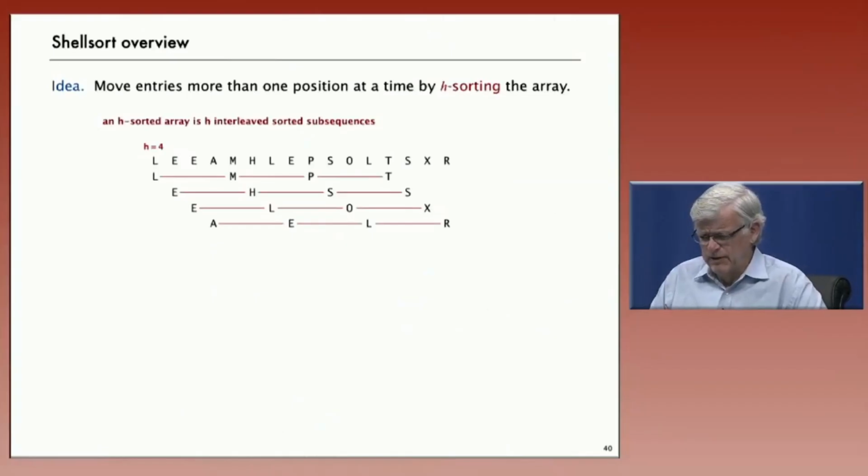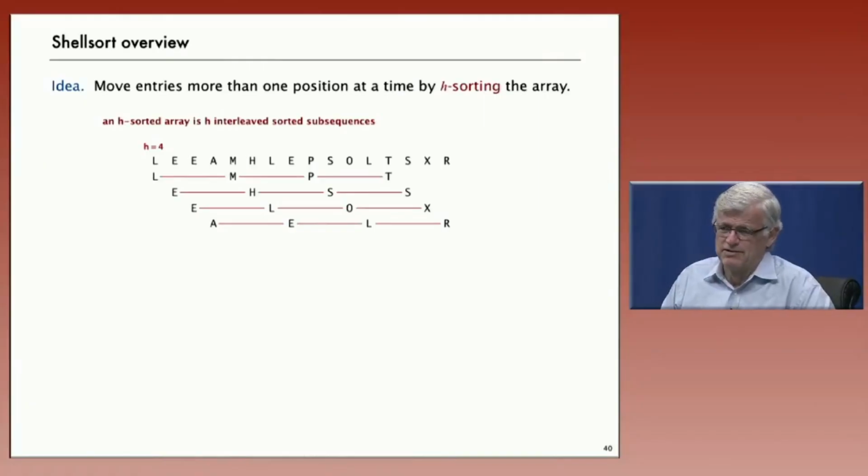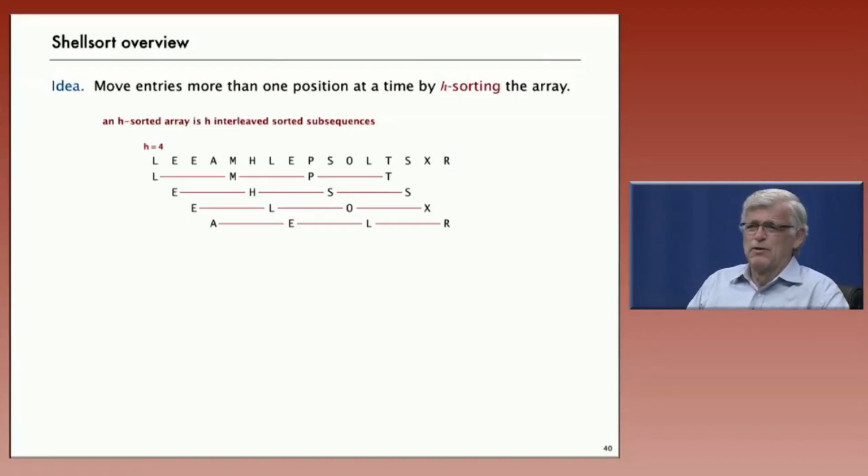The idea of shell sort is that insertion sort is inefficient because elements really move only one position at a time, even when we kind of know that they have a long way to go. So the idea behind shell sort is that we'll move entries several positions at a time. And the way we're going to do it is called H-sorting the array.